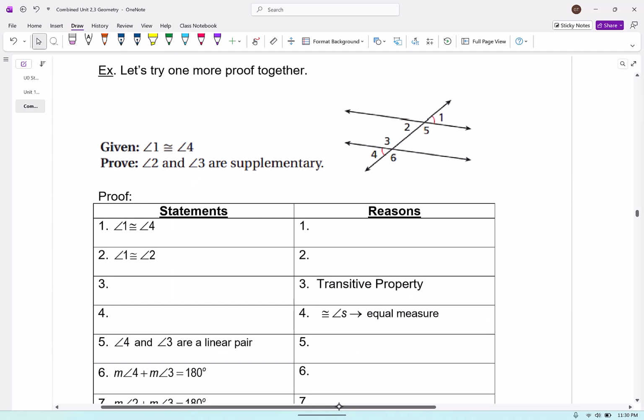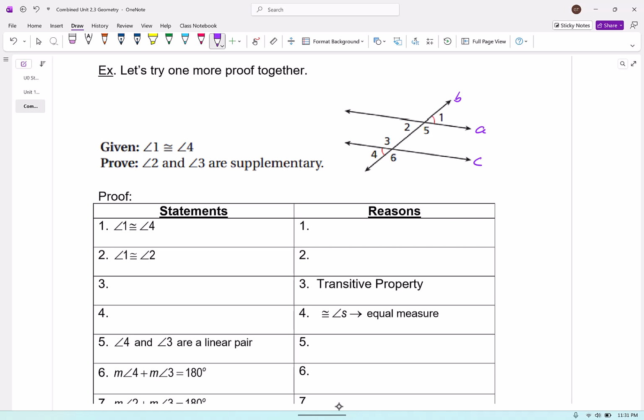All right, let's do one more proof together. So this image is starting to look a little bit more complex. I've got parallel lines, that means two lines that will never touch each other, and then I have one intersecting line going all the way through them. Because they're parallel lines, we can make some conclusions. Let's say I name this line A, line B, and line C. Lines A and C are parallel to each other. B is the intersecting line.